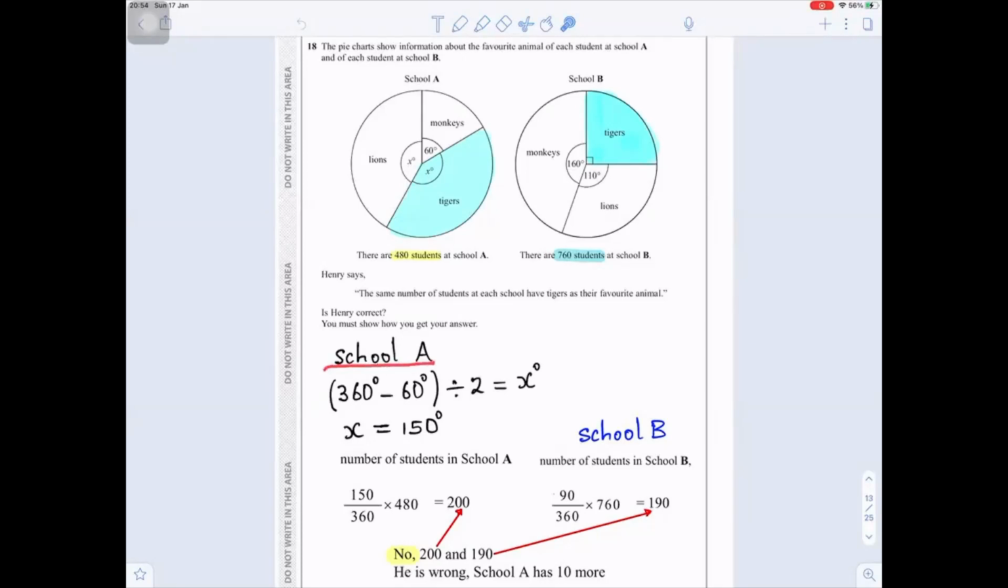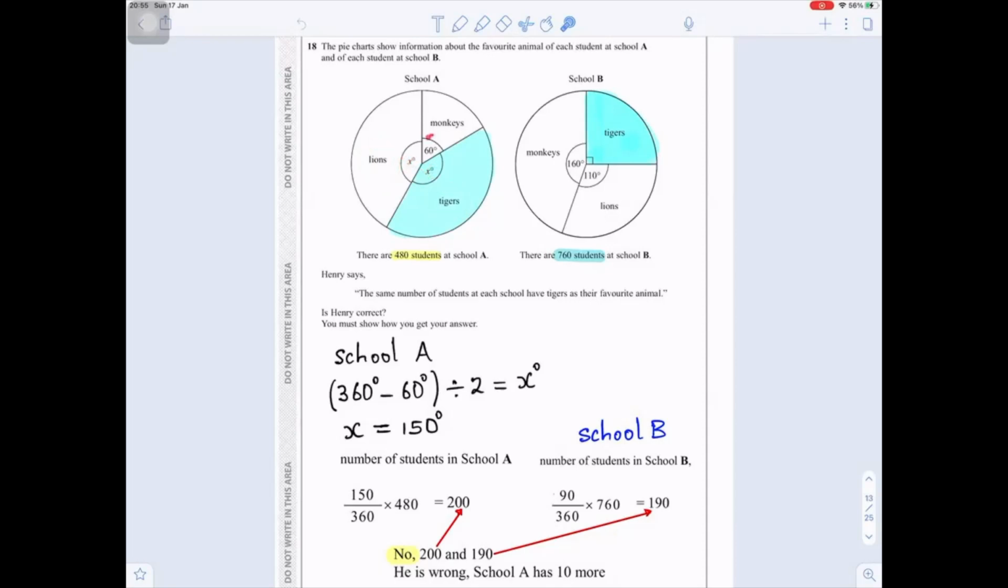So let's start with school A. We look at tigers for school A. I've colored the turquoise color there. Tigers, that section is x degrees. So a complete circle is 360 degrees. So 360 degrees minus the 60 degrees, and then divide by 2 will give us x degrees, because there's 2 of them which are x. The tigers and the lions have the same angle, x.